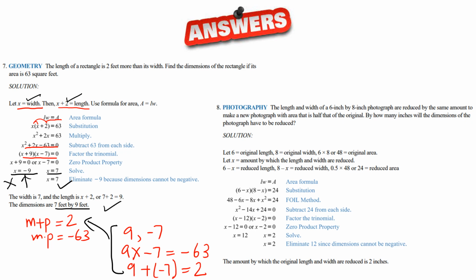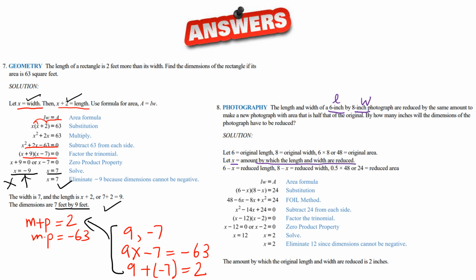Next question, the length and width of a photograph is 6-inch by 8-inch. So which is the length here? The length is given to be 6-inch. The width is given to be 8-inch. And the photograph is reduced by the same amount to make a new photograph. So let us take x to be the amount by which they are reduced.